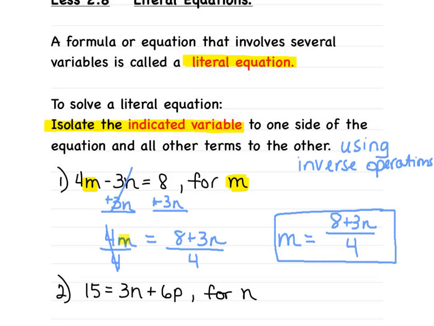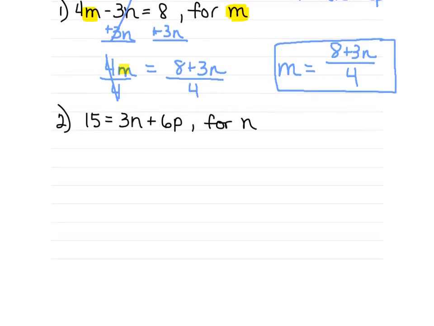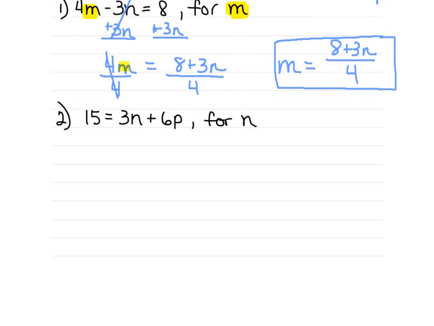Okay, let's go ahead and work on number 2. Number 2. 15 equals 3n plus 6p. 15 equals 3n plus 6p. And I'm solving this equation for n. So let me just highlight n so that we keep our eye on that variable, since that's the one we want to isolate. All right, so on the right-hand side of this equation, I notice that n is being multiplied by 3 and 6p is being added.